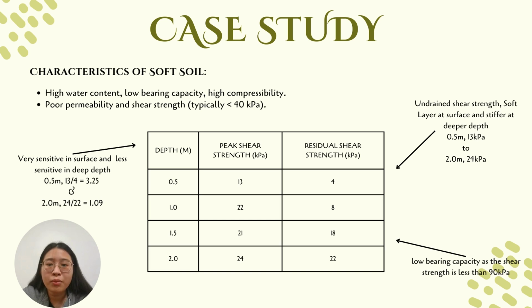From the table, we have taken 2-meter depth by using the vane shear test, and we can conclude that the soil is very sensitive at the surface and less sensitive at deeper depth, as shown when we look at the peak shear strength data varying from 0.5 meter to 2 meter. We can also prove that the soft soil has an undrained shear strength, which is softer at the surface and stiffer at deeper depth, by looking at the peak shear strength value, which is 30 kilopascal for 0.5 meter and 34 kilopascal for 2 meter. At the end, we know from the data that the soft soil has a low bearing capacity as the shear strength in this 2 meter is less than 90 kilopascal.